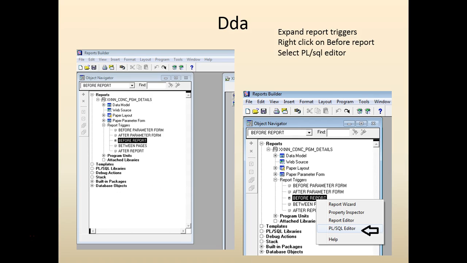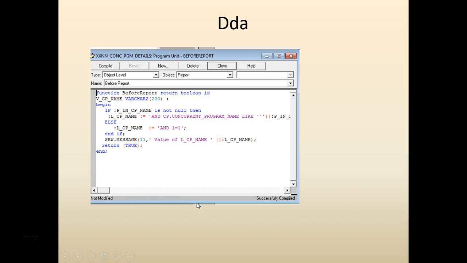So at this point, we have to add triggers. You can go back to the main form. You can expand the report triggers. You can right click on the before report trigger. You can edit the PL SQL. You can just copy and paste this code in there.